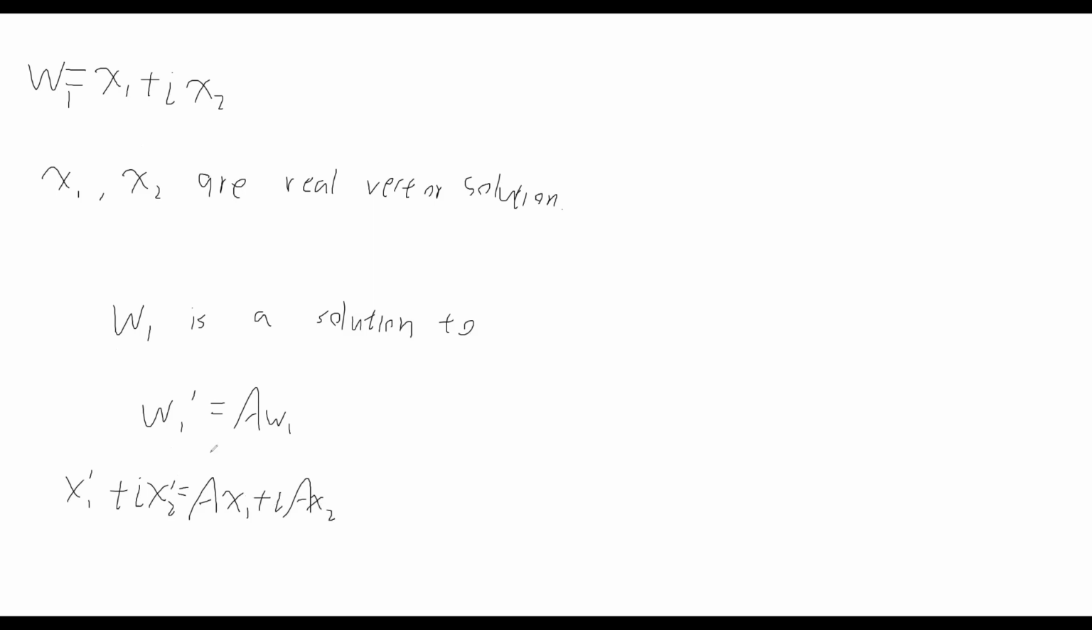Okay, so here we have the real part and the imaginary part, right? So this part is the real part and this part is the imaginary part. So if we equate the real parts, we get that x1 prime is equal to A x1, and then the imaginary part is going to be x2 prime is equal to A x2.